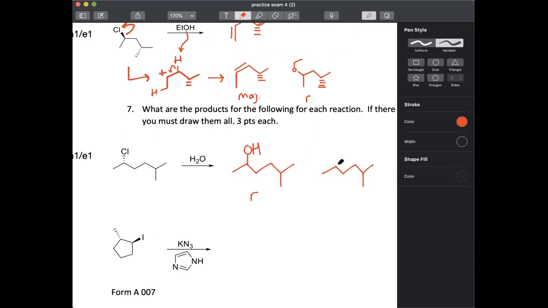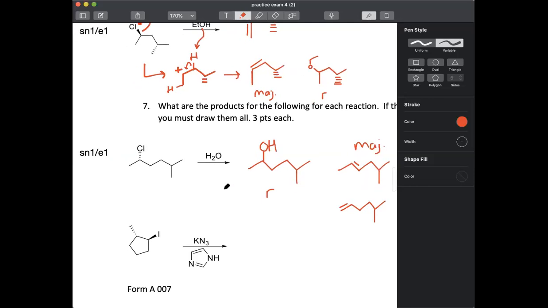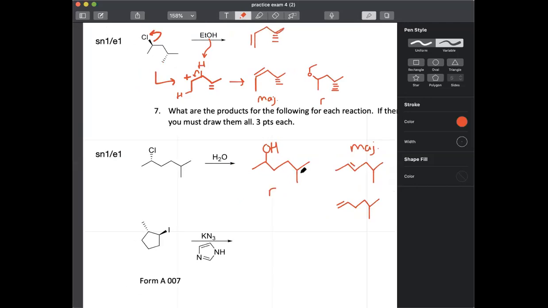We have this guy, and then we have this guy. Which was the major, top or bottom? Yeah, Katie, there is a deprotonation. But in this case, I just drew the products because that's what I was asking for.